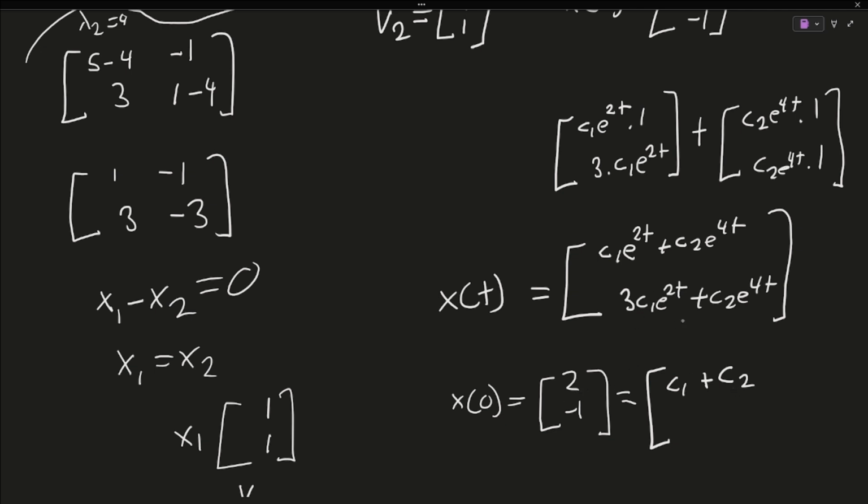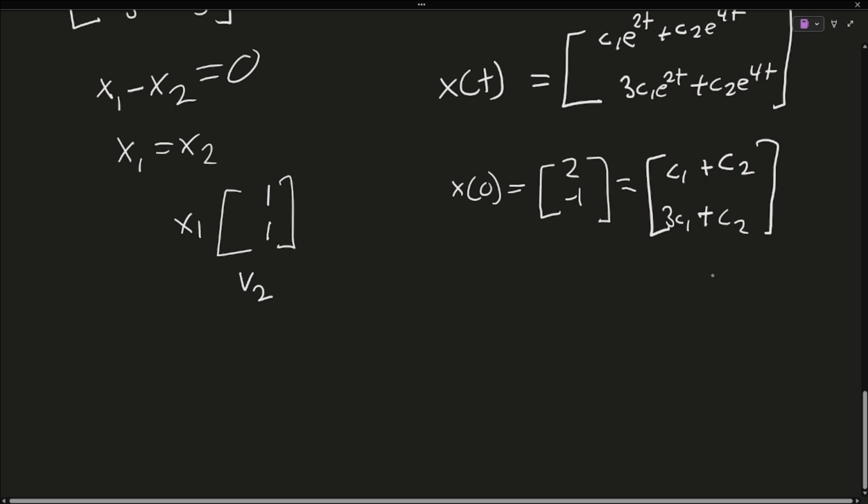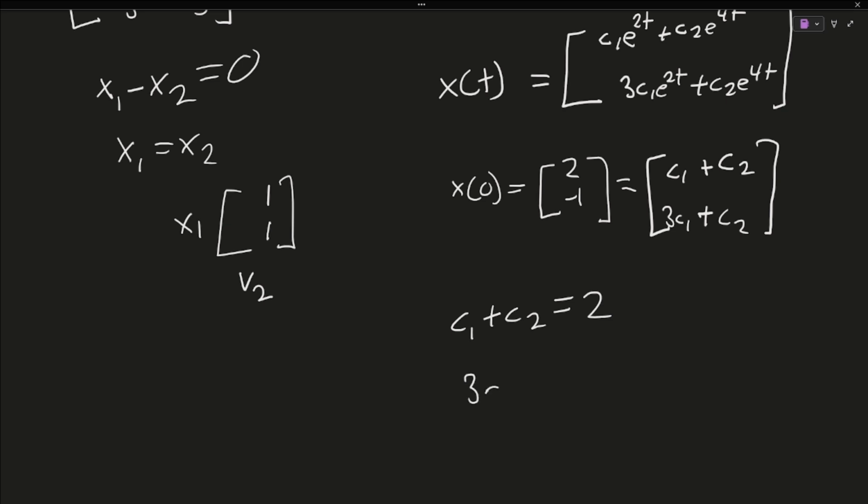Now we're going to get the second equation on the bottom, and we're going to be able to solve for c1 and c2. That's really amazing, isn't it? I think it's really amazing. So we're going to have 3c1 e to the 0, which is just 1, plus c2. Okay, and now we have a beautiful equation. We know that c1 plus c2 equals 2, and 3c1 plus c2 equals negative 1.